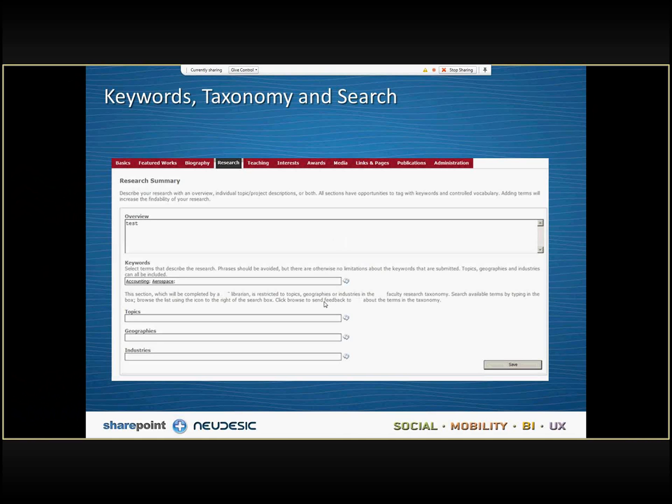So here's just an example where as the research is going in and we have some summary information that we want to capture on that, we can tag it with some keywords, topics, geographies, and industries to really allow that information to be a little bit more useful on the back end when we're searching for it. So fun stuff in that regard.